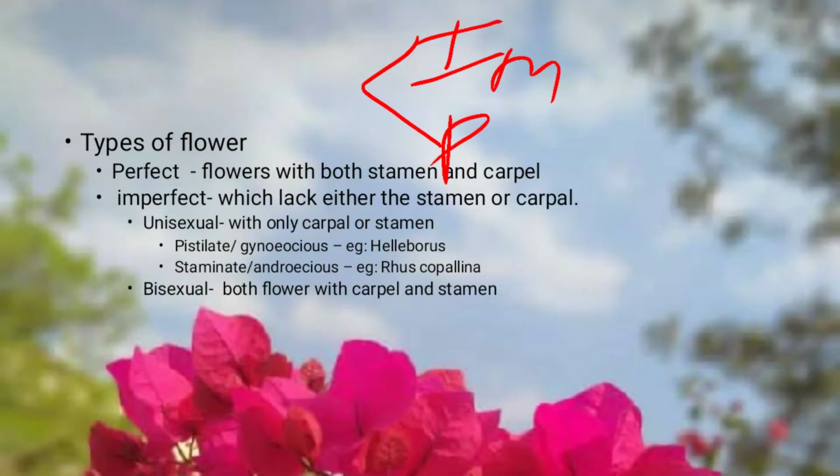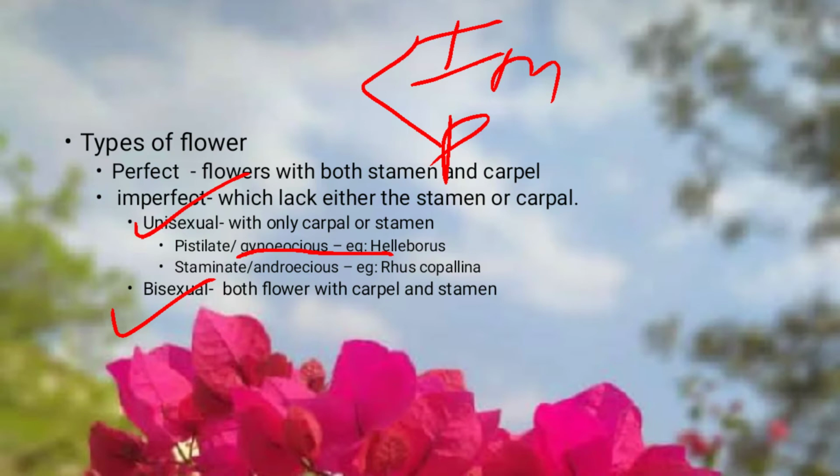Based on this, we can classify the flowers into different types again, that is unisexual flowers and bisexual flowers. Unisexual flowers are the imperfect flowers where only one reproductive organ will be present, that is the female reproductive organ. If the female reproductive organ is present in the flower, then it is called a gynoecious flower or otherwise called a pistillate flower. Example, Helleborus.